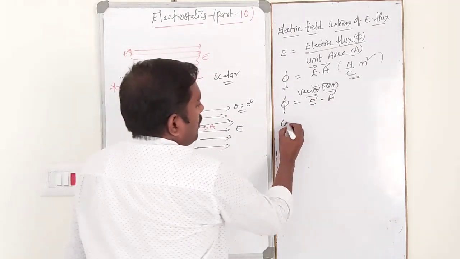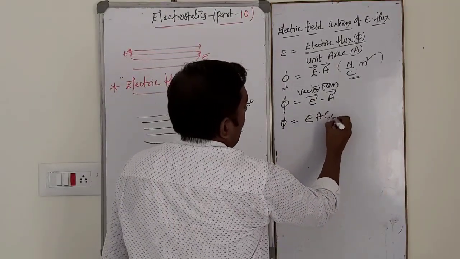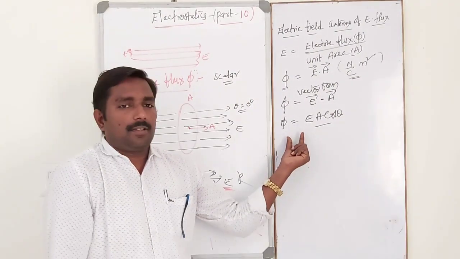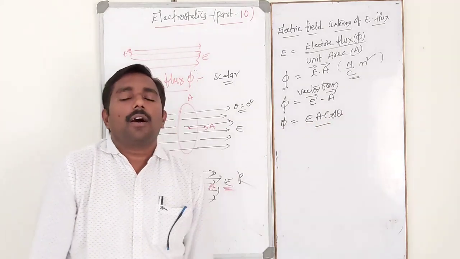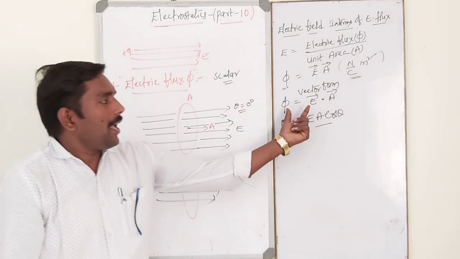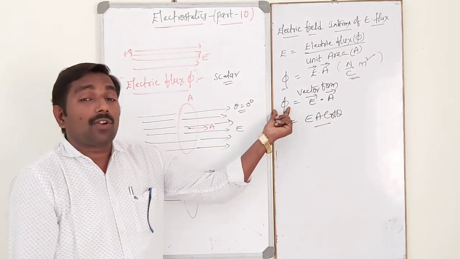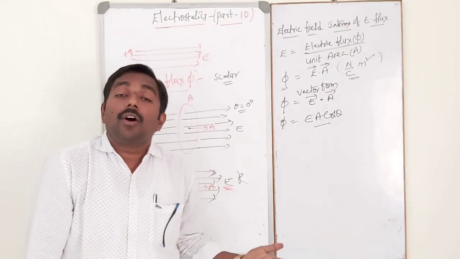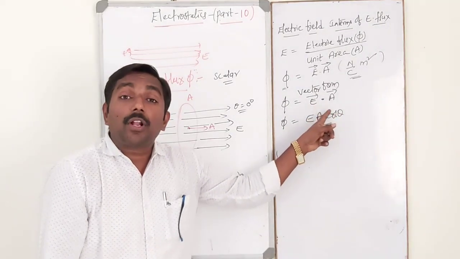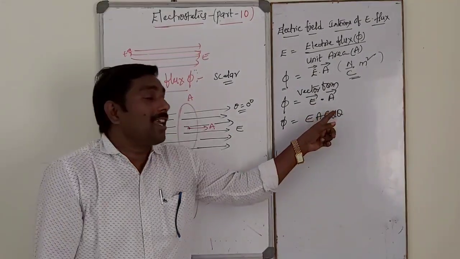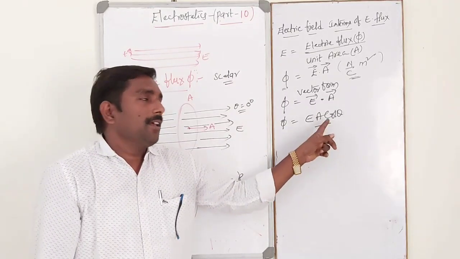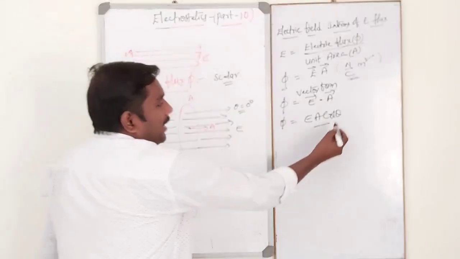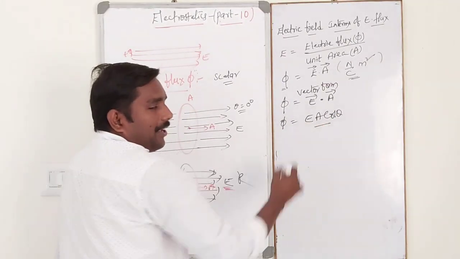To remove the dot, phi is equal to how much? EA cos theta. So this is the flux. Phi is equal to EA cos theta. Flux is which quantity? Scalar quantity. This is the scalar product. What is meant by scalar product? The product of the magnitudes of any two vectors and the cosine of the angle between them. Phi is equal to EA cos theta, where theta is the angle between the direction of E and the direction of area.